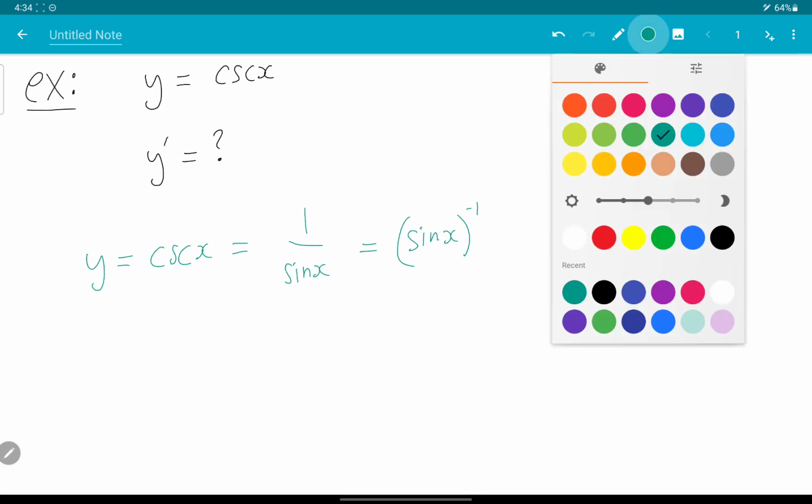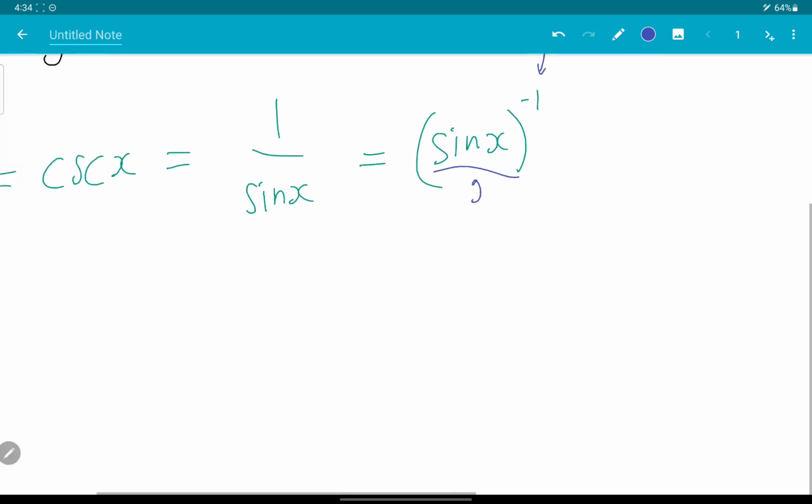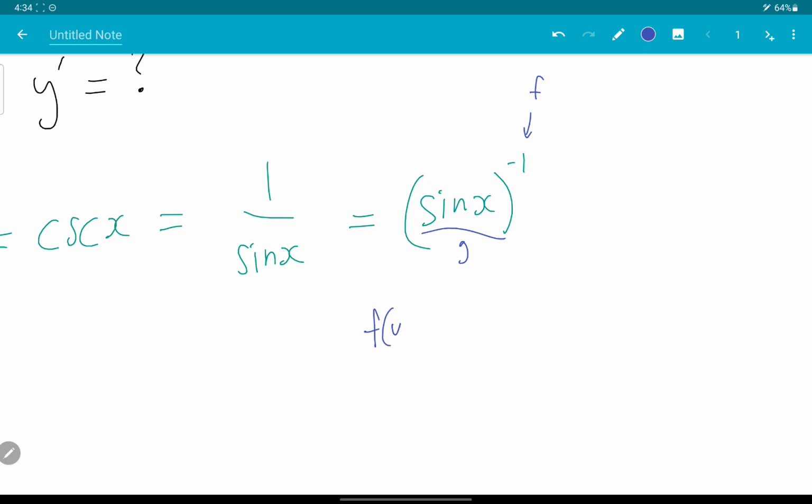Let us say the inside function is g, and then my outside function is the inverse thingamabob here. So we'll write that down. F of u is u to the minus 1. G of x is that inside function.